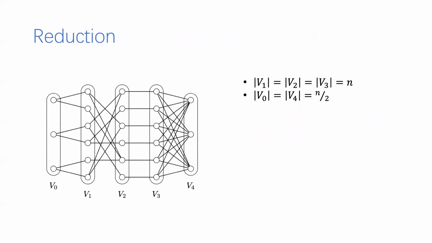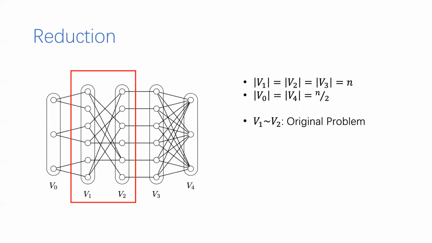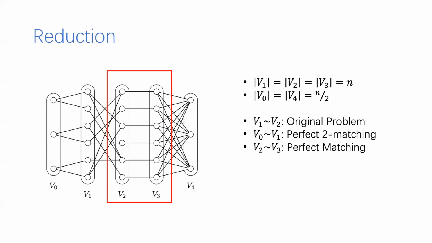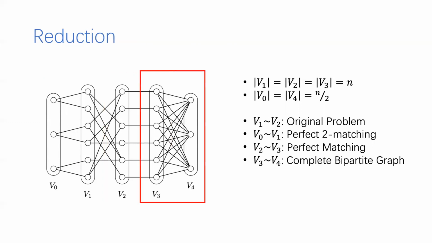Given a bipartite matching instance with 2n vertices, we create a 1-2 TSP instance with 4n vertices. The picture only shows the weight 1 edges. All other edges have weight 2. The vertices are partitioned into 5 sets, where V1, V2, V3 have n vertices, and V0 and V4 have n over 2 vertices. The edges between V1 and V2 are just the original bipartite matching problem. The edges between V0 and V1 form a perfect 2-matching. The edges between V2 and V3 form a perfect matching. And the edges between V3 and V4 form a complete bipartite graph.